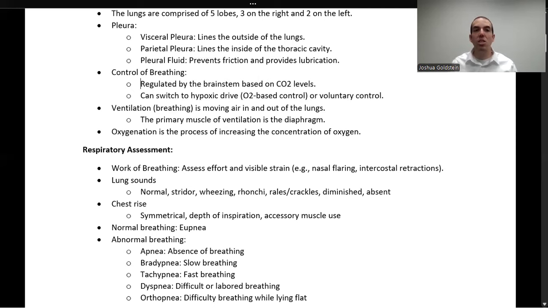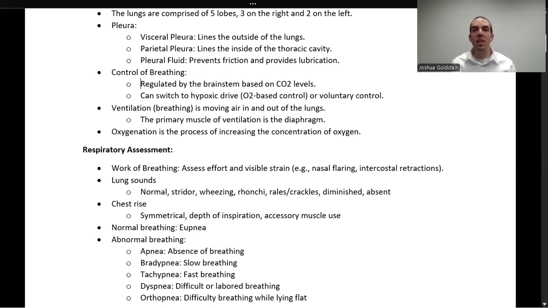Next, let's do a definition. Ventilation is breathing. It's moving air in and out of our lungs. This should not be confused with oxygenation. Oxygenation is the process of oxygenating the air. So if I put a patient on a non-rebreather mask over them, I'm oxygenating the air that they are breathing, but I'm not ventilating them. When I squeeze a bag valve mask, now I'm ventilating them. I'm moving air in and out of their body.